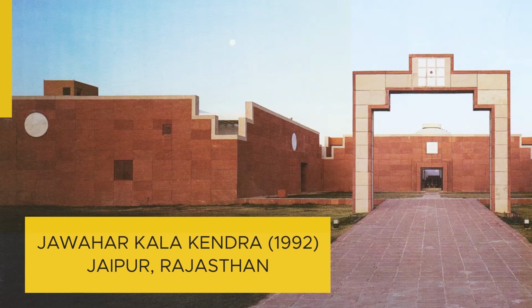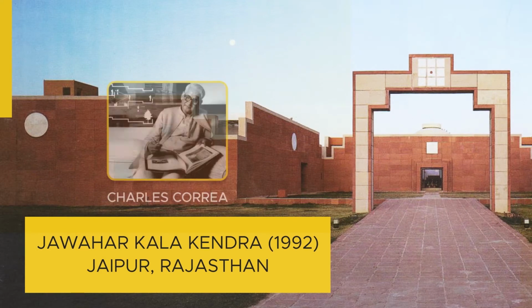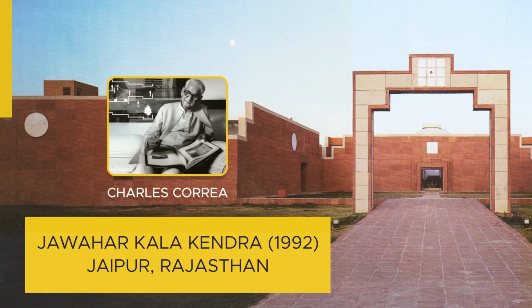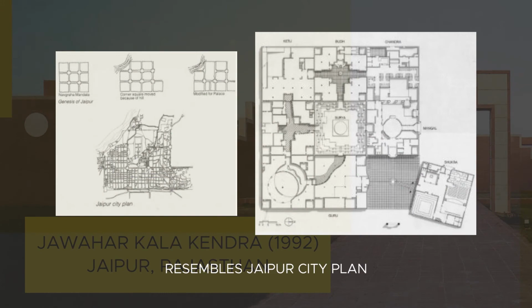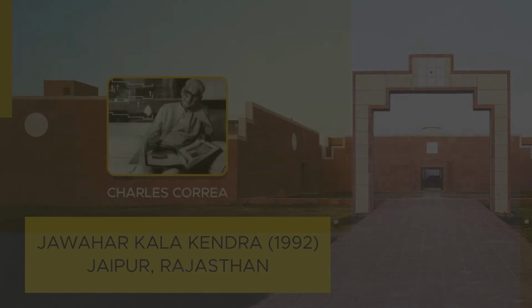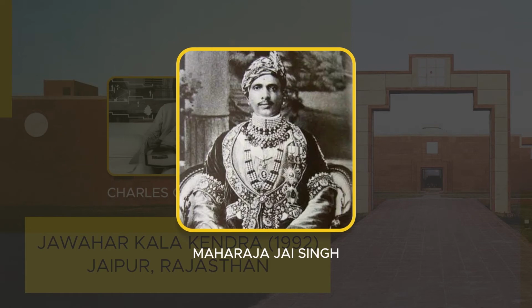The first building on our list is Jawahar Kala Kendra, designed by the noted architect Charles Correa. It is situated in Jaipur, Rajasthan. The building was ready in 1992. The layout of the building as a whole has a resemblance to the city plan of Jaipur. Jaipur is named after Maharaja Jai Singh, who built this city after getting influenced by archaic ideas and cosmic notions. Jawahar Kala Kendra is also built and named with the principle.